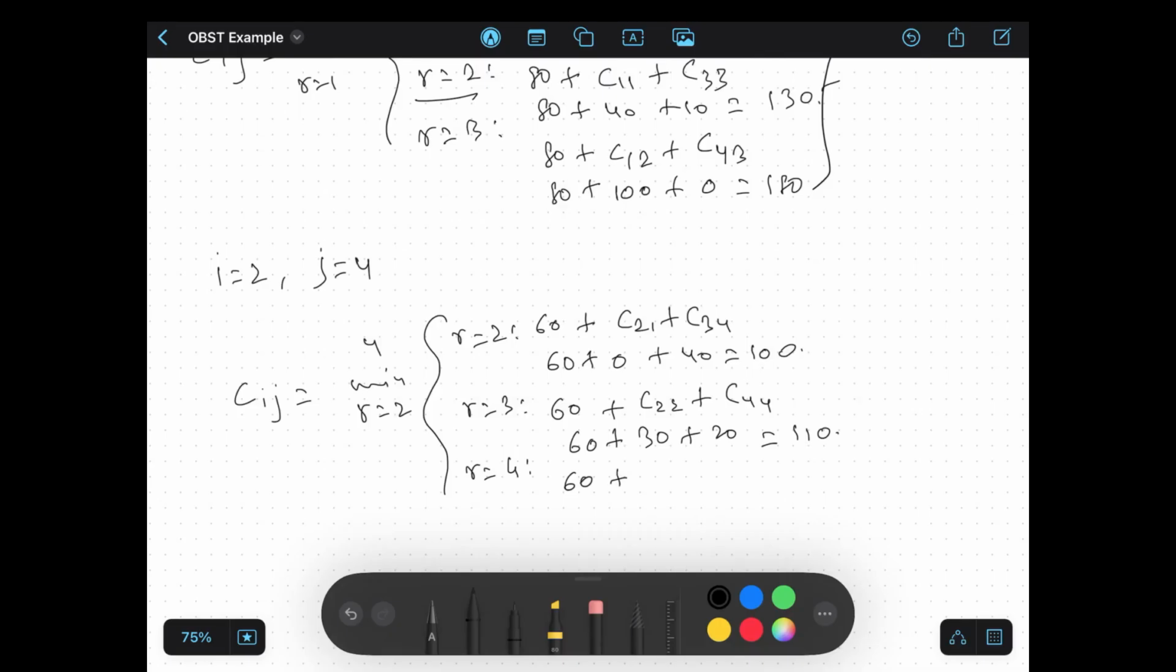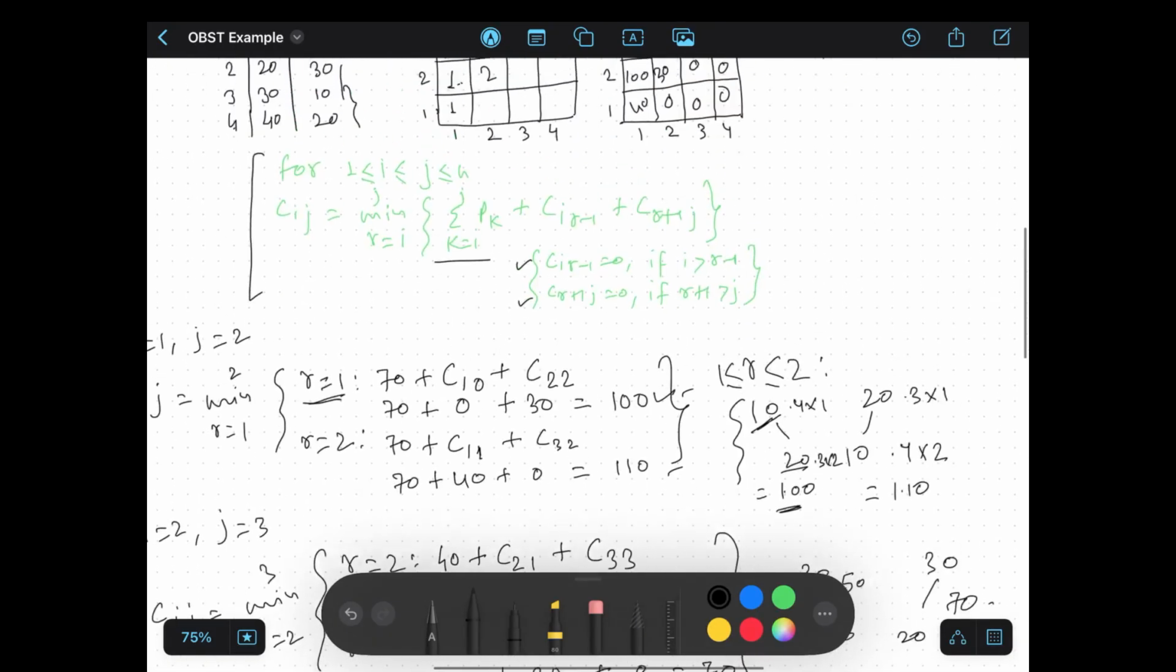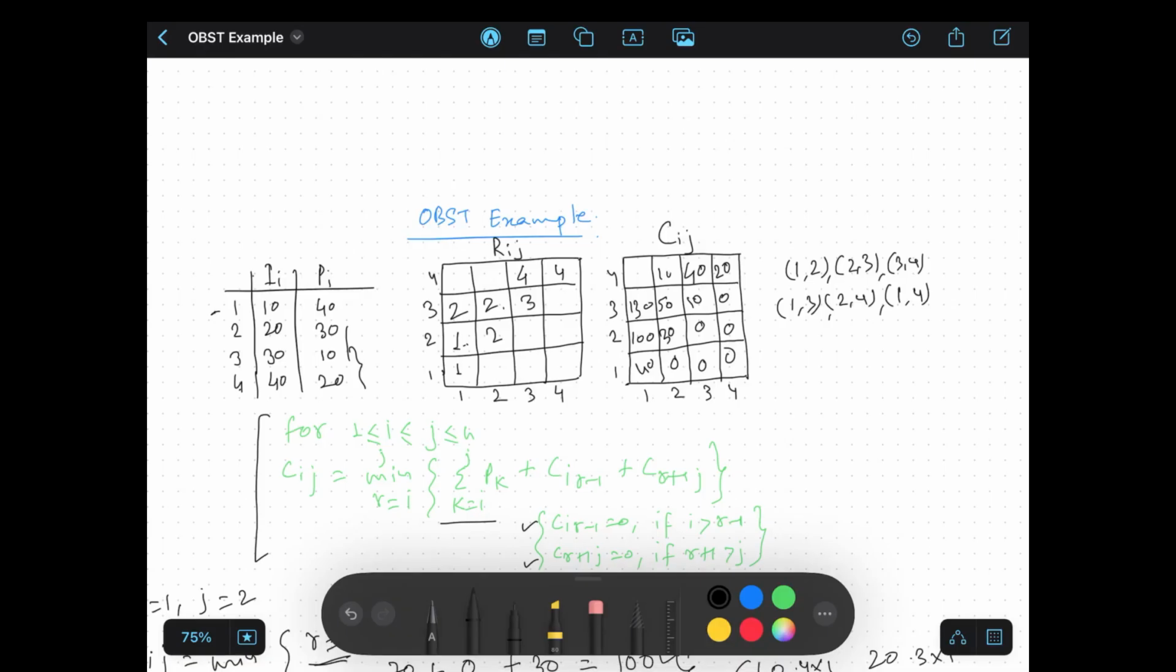Similarly, this one is 60 plus cost of 2, 3 plus cost of r plus 1, which is 5, and j is 4. So 60 plus 50 plus boundary condition. r plus 1 is greater than j, so this will be 0, and this is 110. So we have a minimum value of 100, which is r equal to 2. So cost of 2, 4 is 100, and we picked item 2 for 2, 4.